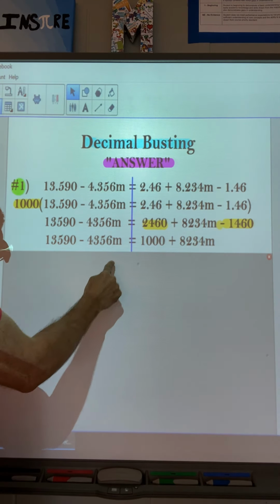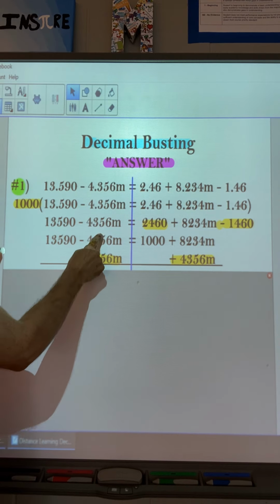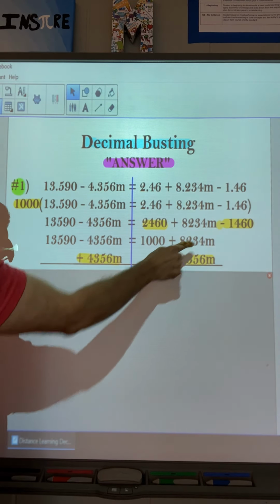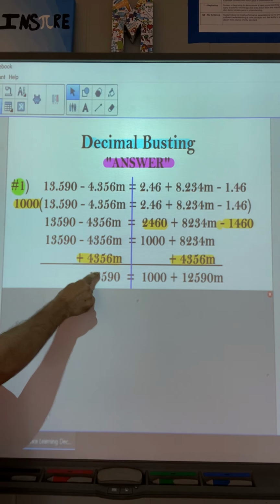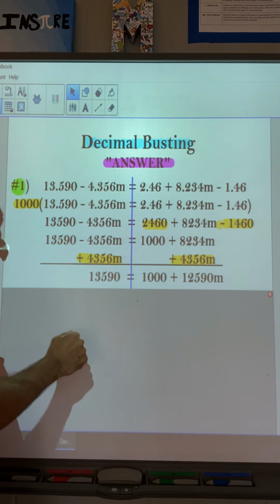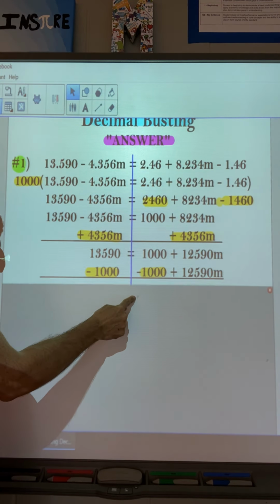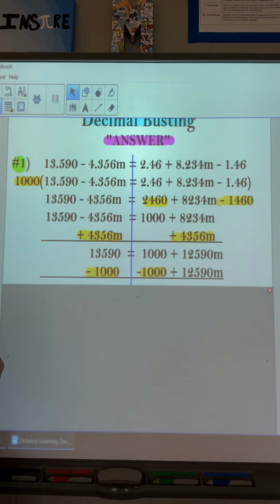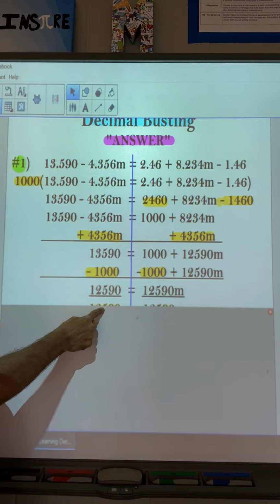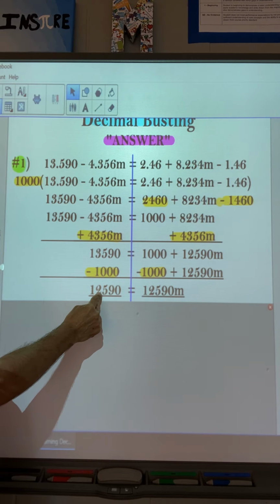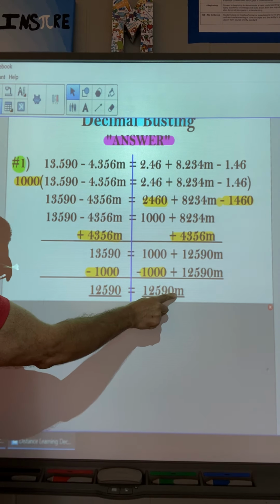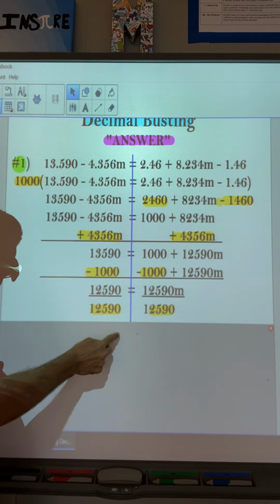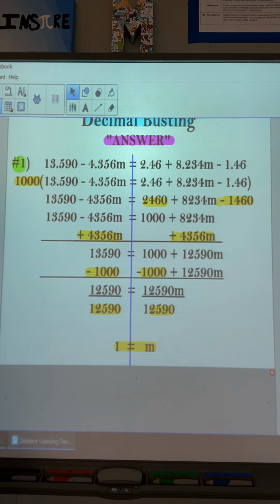Now I'm going to move the m's, okay, by adding, taking this negative m, adding it, moving it over to that side. So I now have the 13,590, still have the 1,000, still have that there. I'm going to subtract the 1,000, get it over here. Now I have 12,590m. Undo multiplication, we're going to divide. So m equals 1. So hopefully you got 1 when you did it.